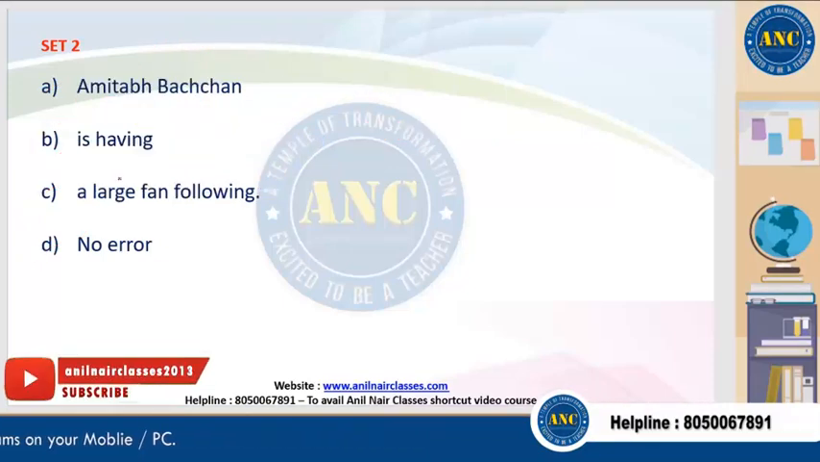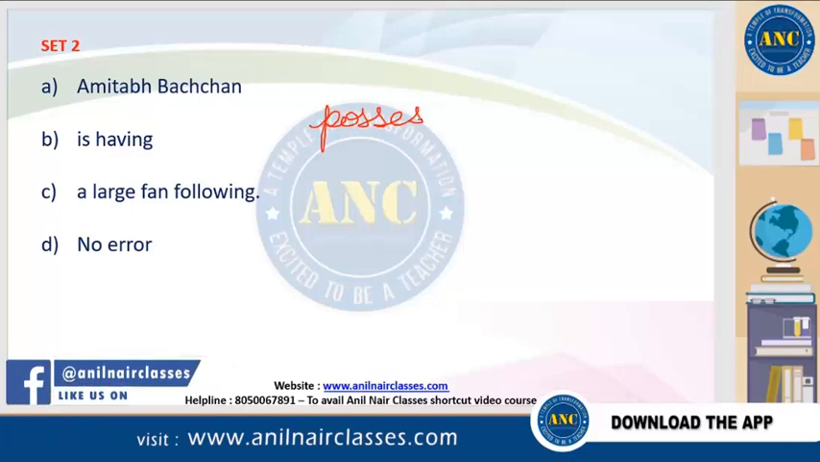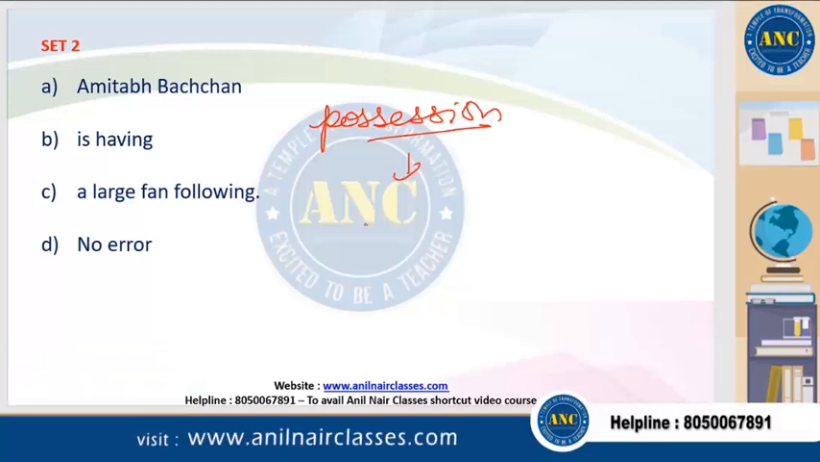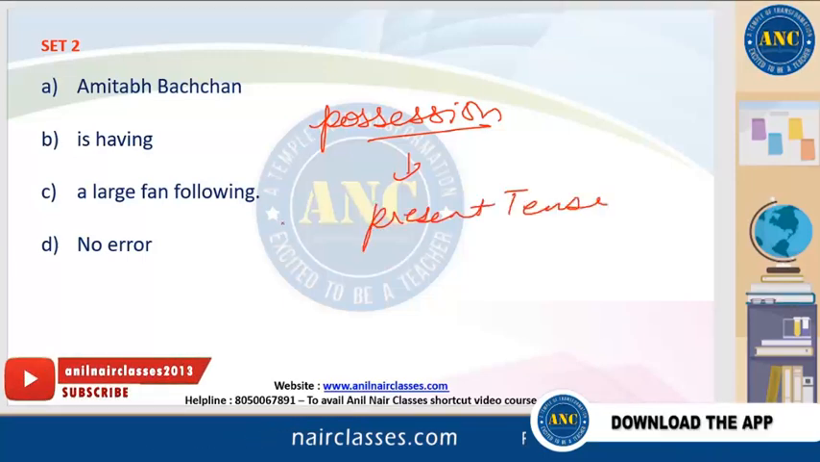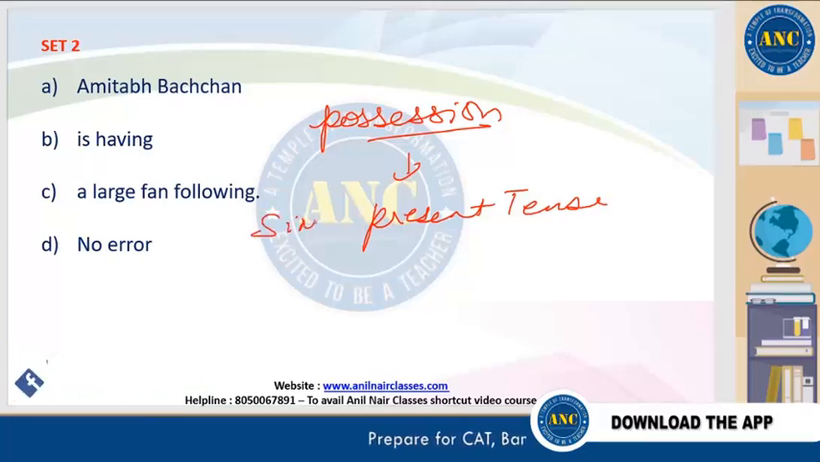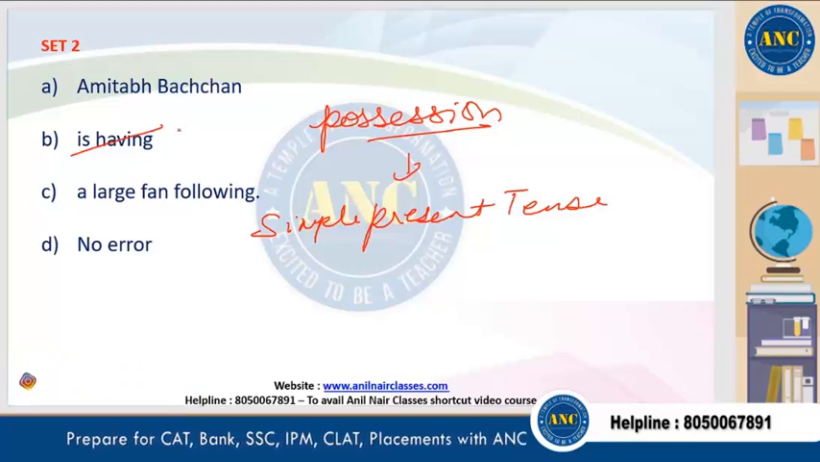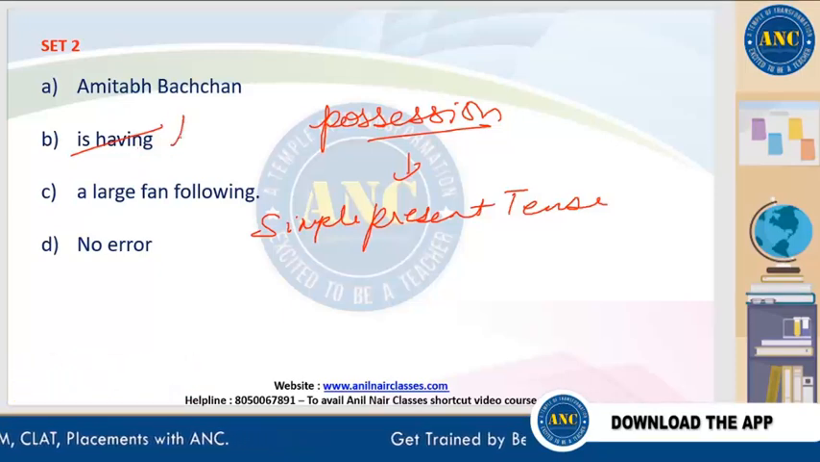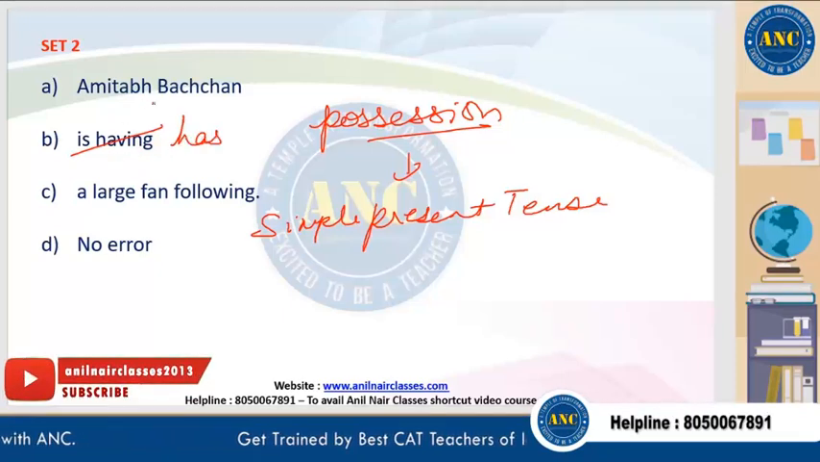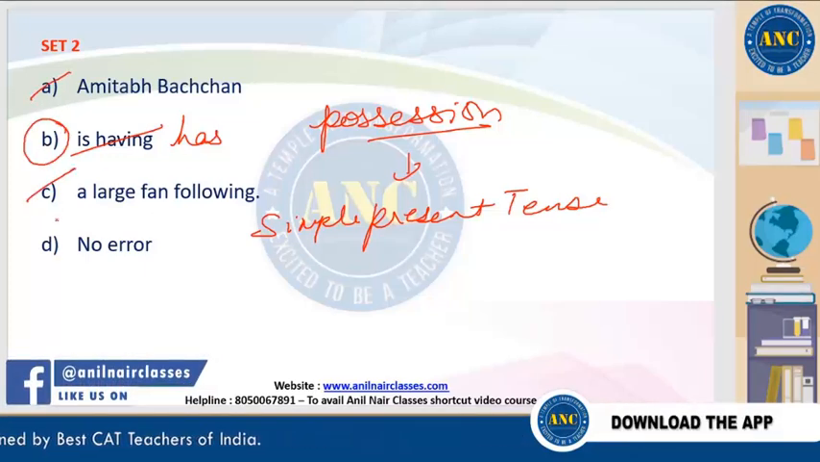Next one. Amitabh Bachchan is having a large fan following. We are talking about possessions. Whenever we talk about possessions, we'll always talk in the present tense. No past tense, no continuous tense, only the simple present tense should be there. Amitabh Bachchan have a large fan following, right? So we cannot put "is having", it should be "has". "Have" is plural, Amitabh Bachchan is singular, so "has a large fan following". So B is the right answer. Get rid of A, C and D.